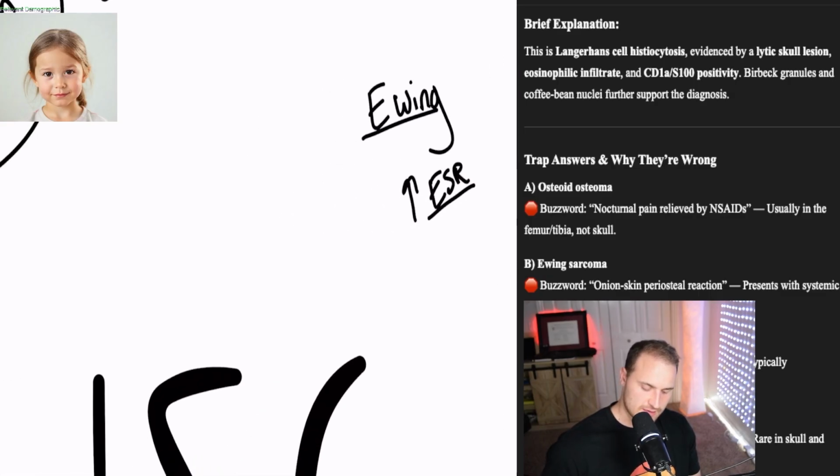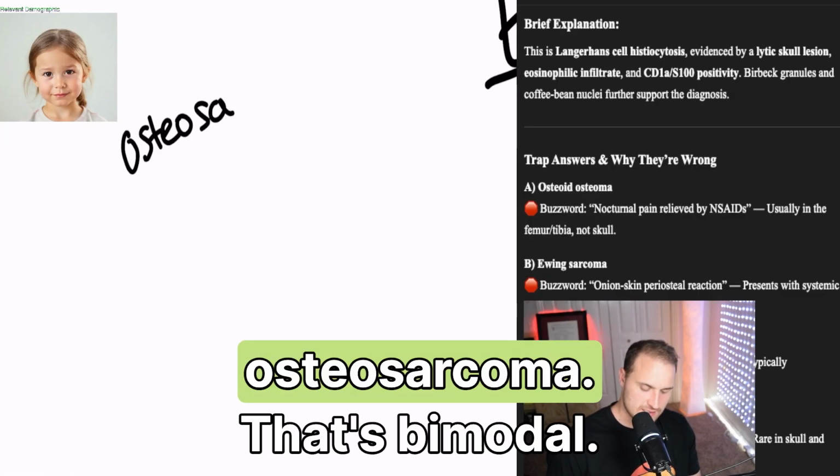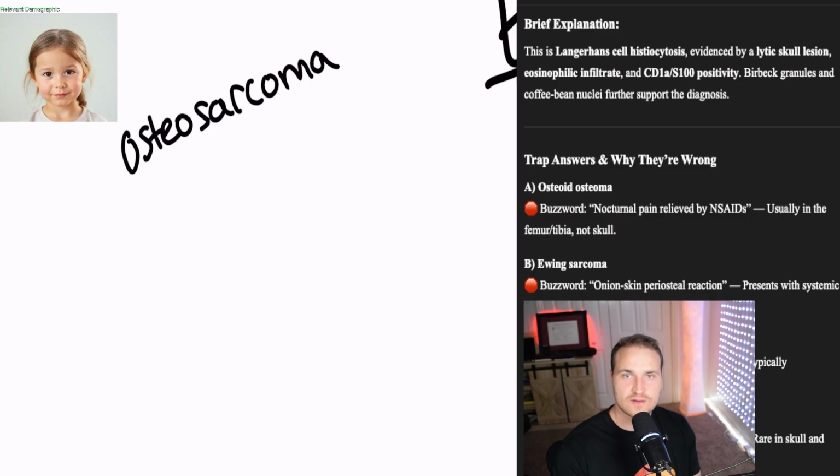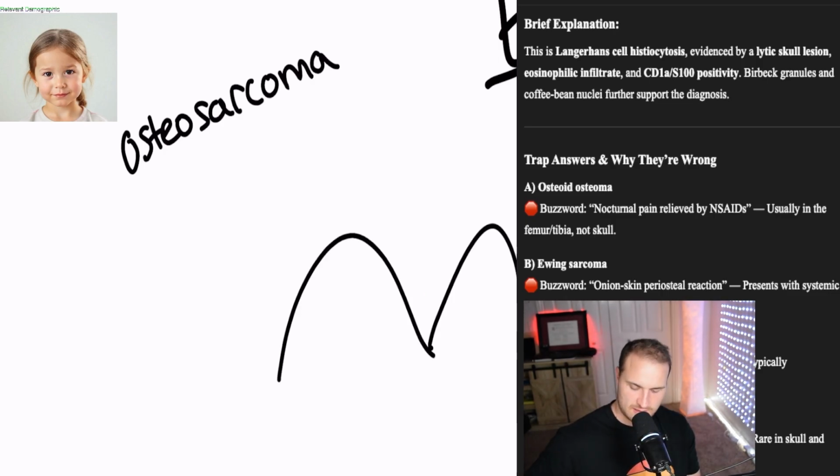Now, another lytic lesion problem is osteosarcoma. That's bimodal, so elderly patients with Paget and radiation are going to be the demographic for osteosarcoma, or they could just be like 10 to 20, but it's bimodal. So not in between, more on the extremes of the age chart, but not right there. You'll see pain, swelling, and that has a sunburst pattern with a Codman's triangle and malignant osteoblasts.